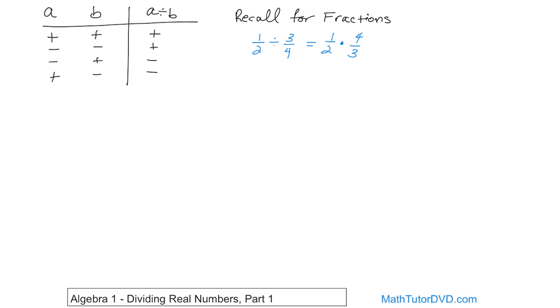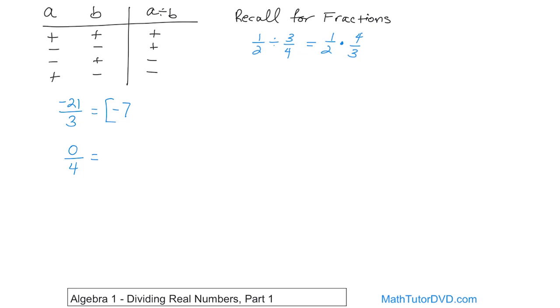All right, so the first problem we're going to have is negative 21 divided by 3. If we just follow our chart here, we have a negative number divided by a positive number. So 21 divided by 3 is going to be 7, but since it's negative divided by positive, it's going to be negative 7. And that's going to be our final answer. Now we're going to crank through a few of these problems, and then I'm going to show you something interesting at the end.